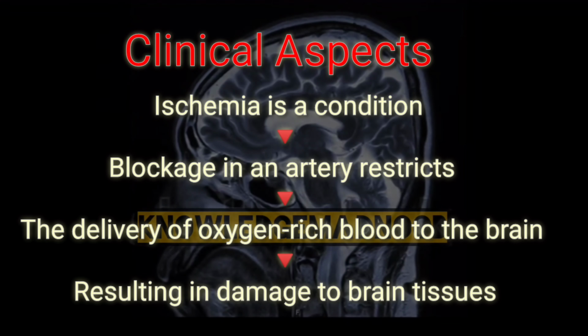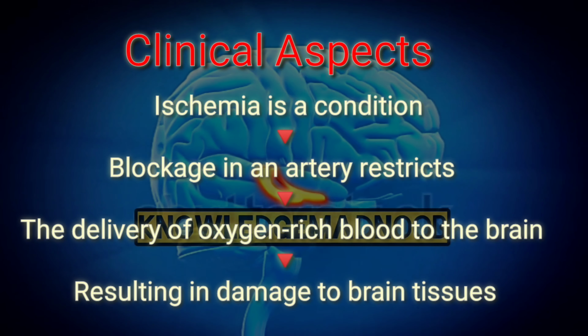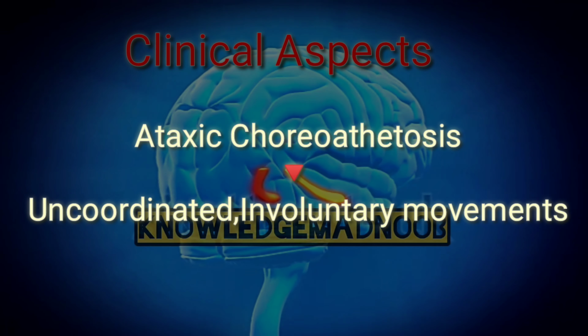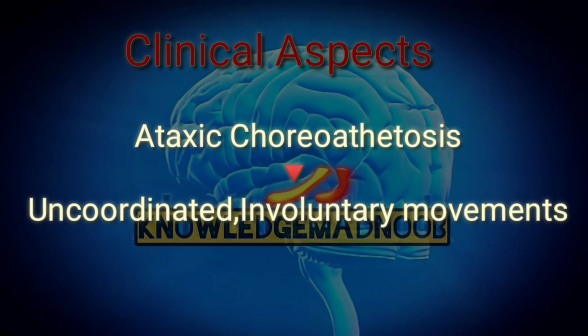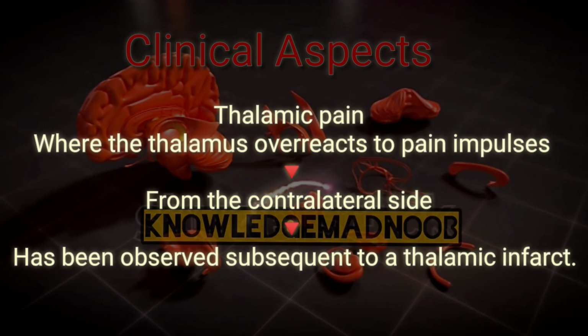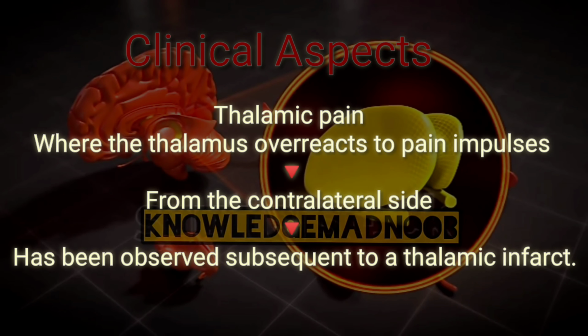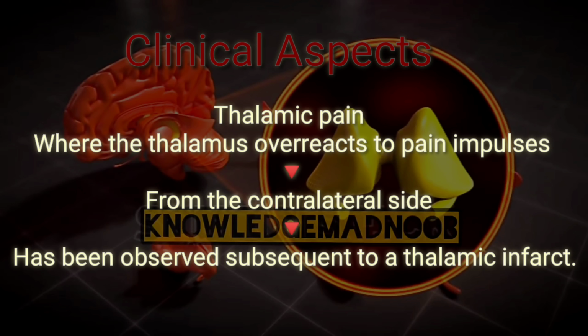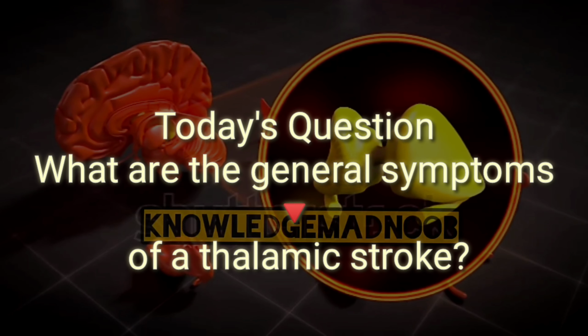If this damage impedes the VPM or VPL nuclei, all contralateral sensory inputs would be lost. Vascular accidents of the thalamus can also produce ataxic choreoathetosis, that is uncoordinated involuntary movement. Thalamic pain, where the thalamus overreacts to the pain impulses from the contralateral side, has been observed subsequent to the thalamic infarct.